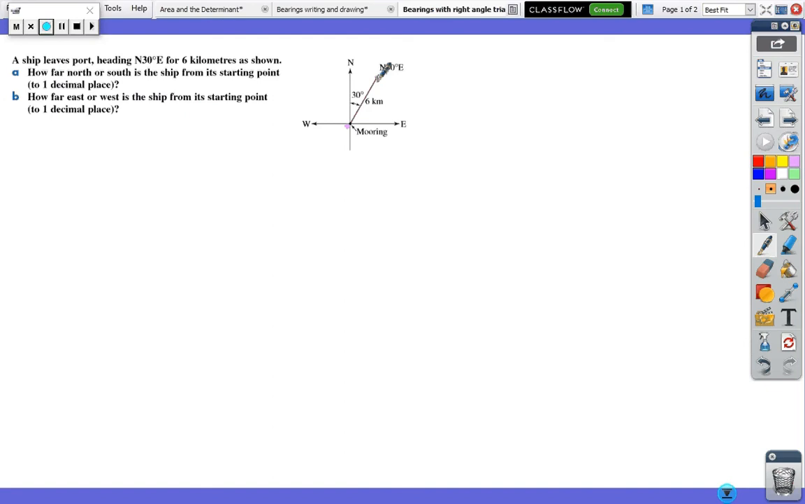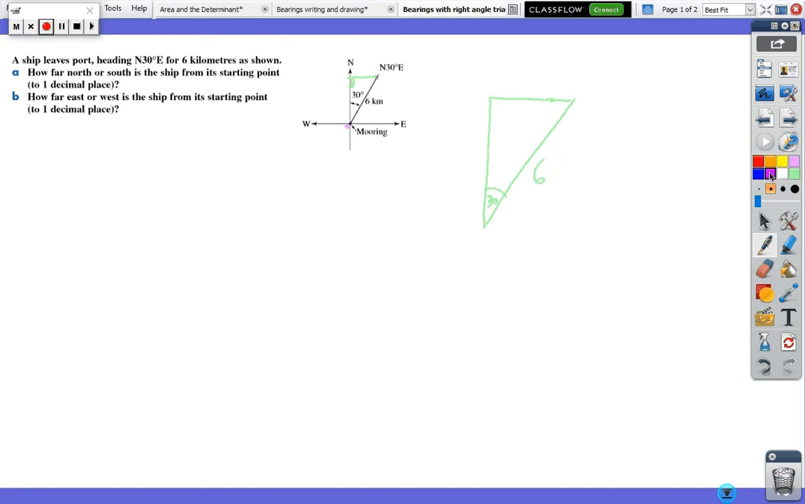So you can see that we need to make a right angle triangle. Now the right angle triangle could come vertically down or could come across. It makes sense to go across so that the angle is inside the triangle and the right angle is up the top. To avoid clutter, I'm going to draw the triangle again. So there's your 30 degrees, there's the 6 kilometres.